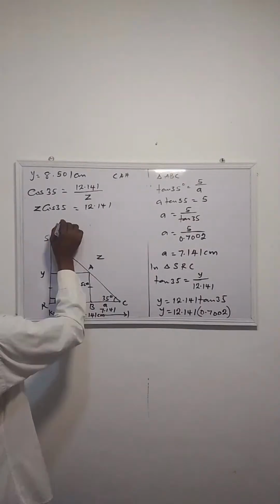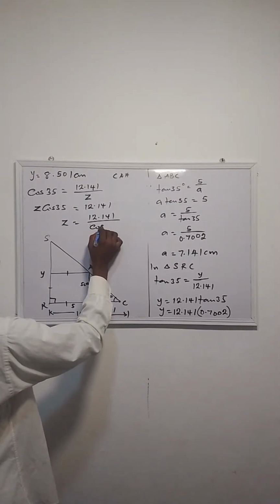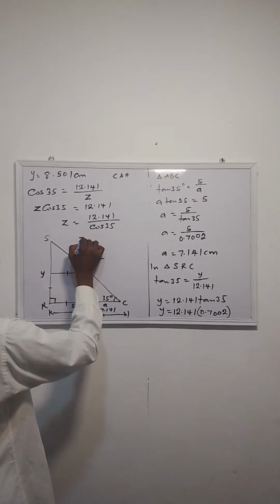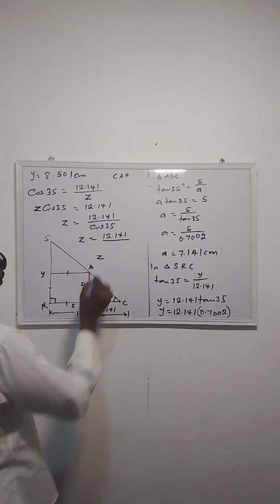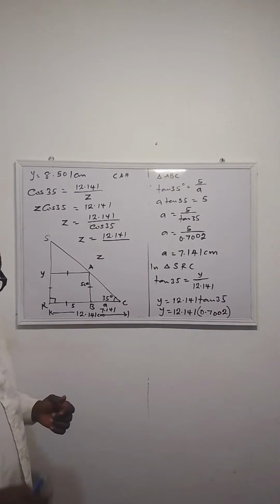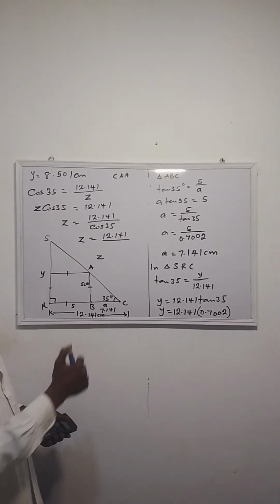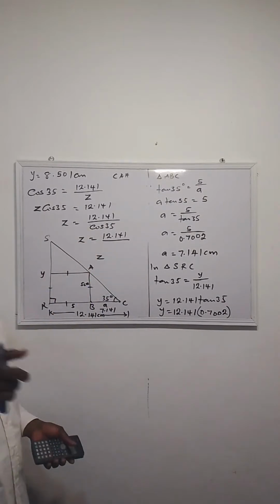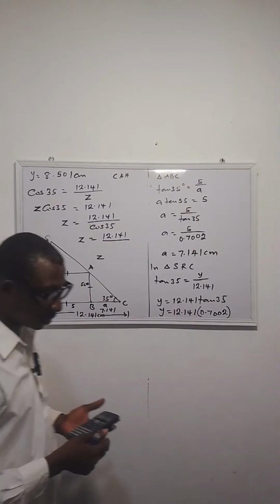12.141. So Z equals 12.141 over cos 35. So what is going to be cos 35? Check your four figure table and drop your answer. Make sure you are participating in the class. Engage yourself. Get this and drop your answer in the comment section. Let's see what you have.